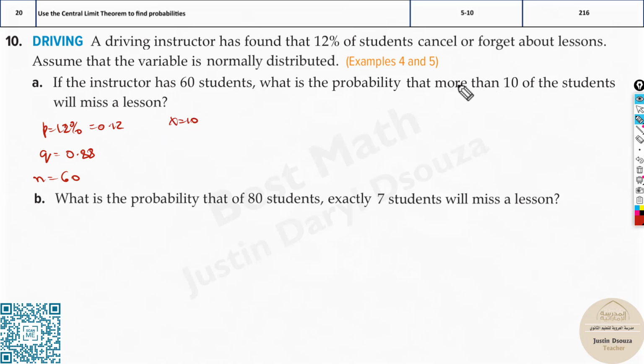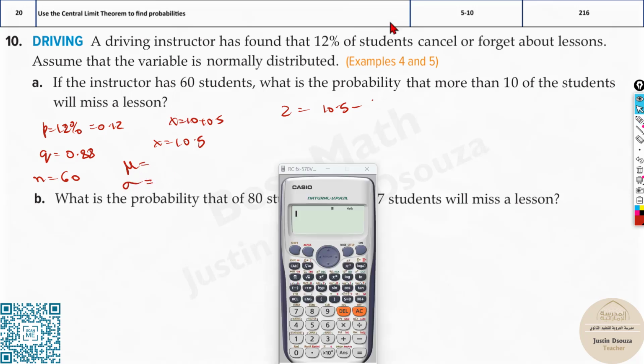In the question they mention it's more than 10. So the correction factor will be addition: x will be 10.5. You need to add 0.5 here. And now you can find the z value, that is 10.5 minus the mean, okay, we have not found mu and sigma. We'll just do it in the calculator now.